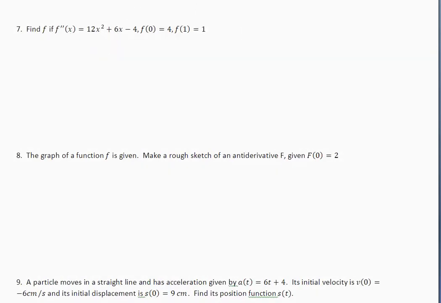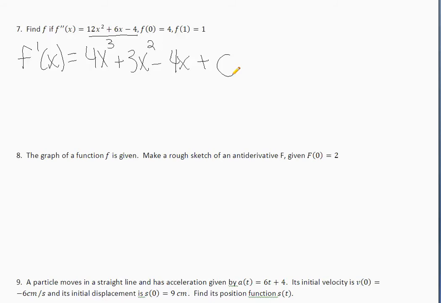Find f. So now they're giving you a second derivative. You have to go backwards twice. Okay? So let's see. The first derivative, if I go backwards with this, I would get what? I'd add 1, so it would be x to the third. And I would have 12 divided by 3, so 4. Plus x squared, 6 divided by 2 is 3. Minus 4x plus c. Okay?